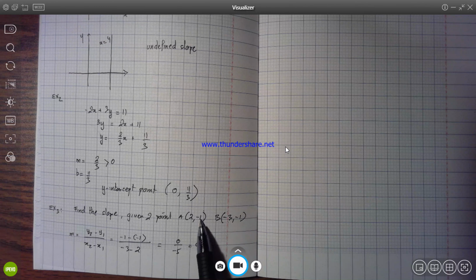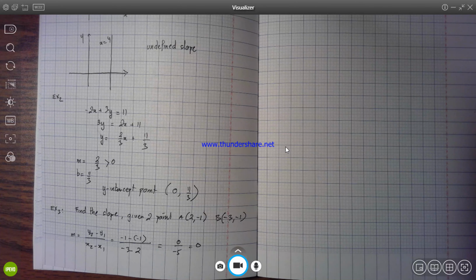Okay, it goes through the point negative 1. Alright, so that is the way of finding the slope, graphically or using the slope formula.